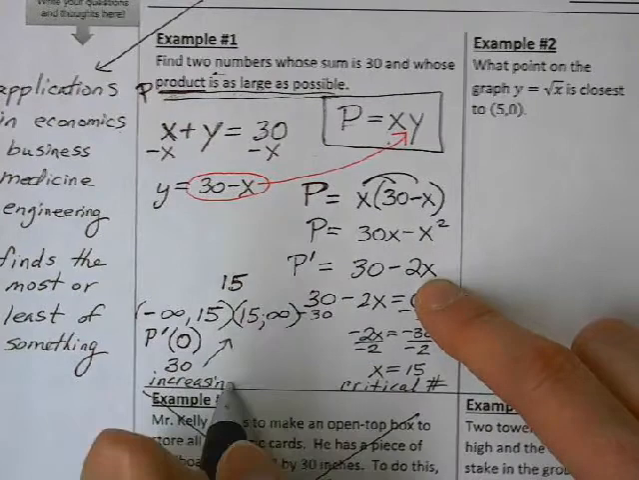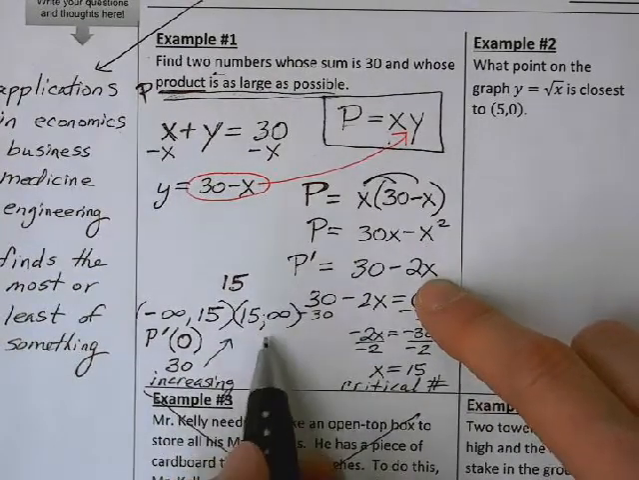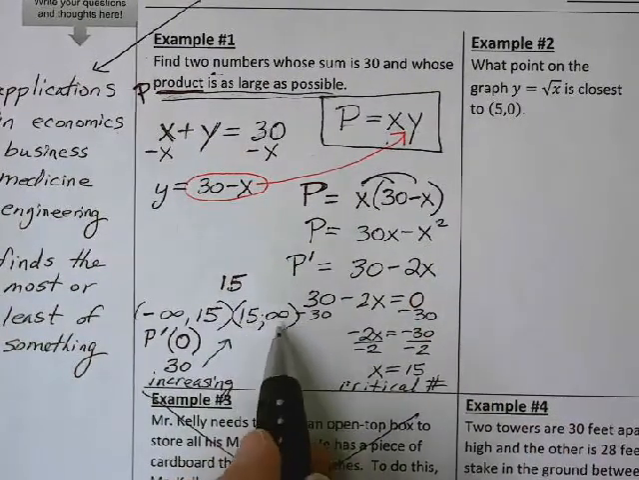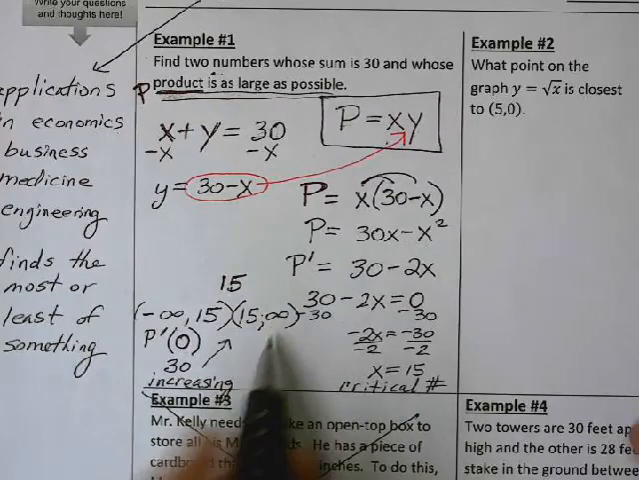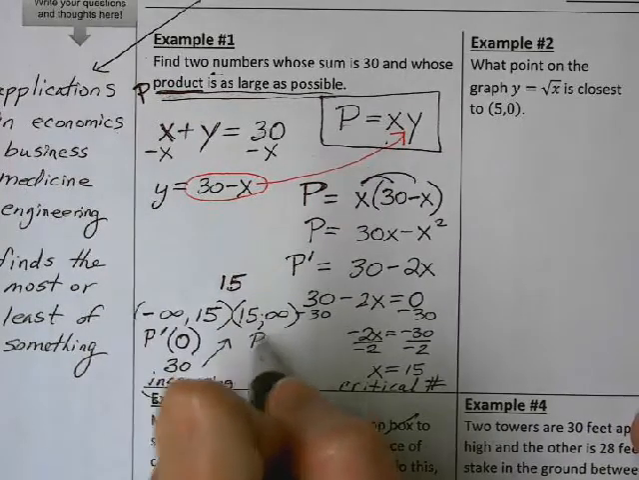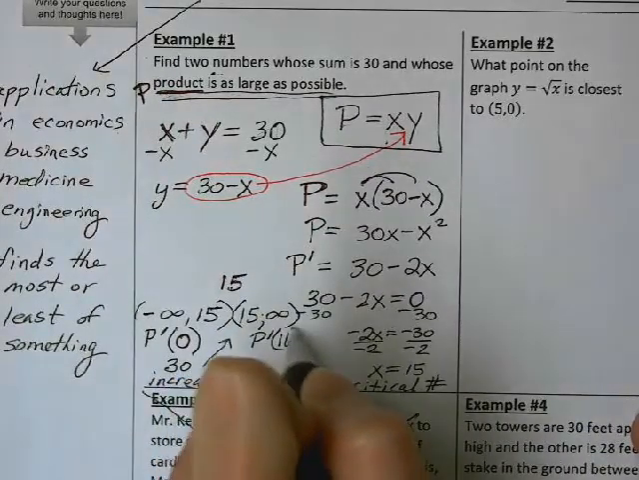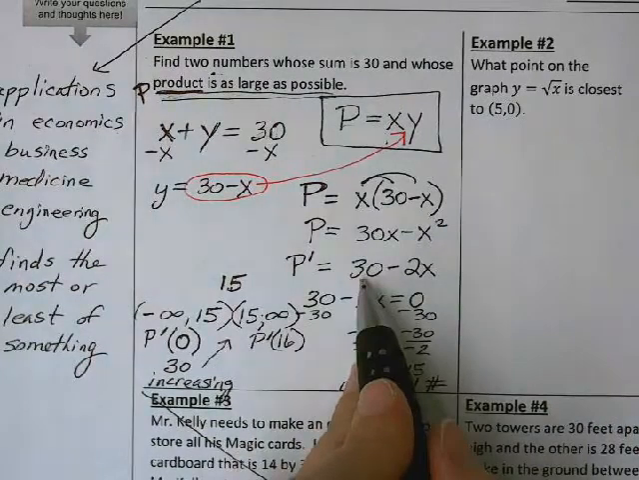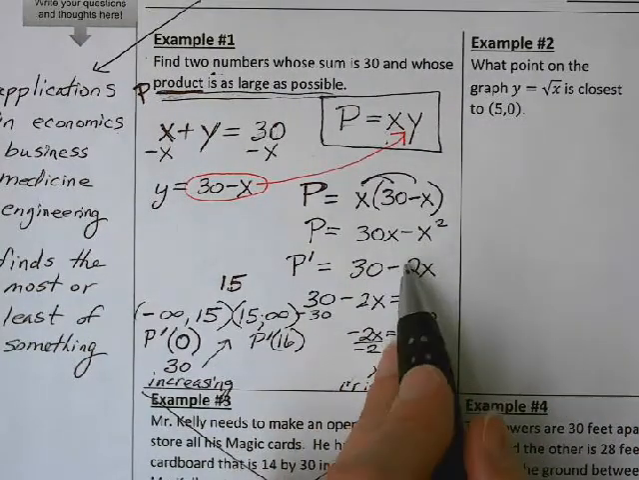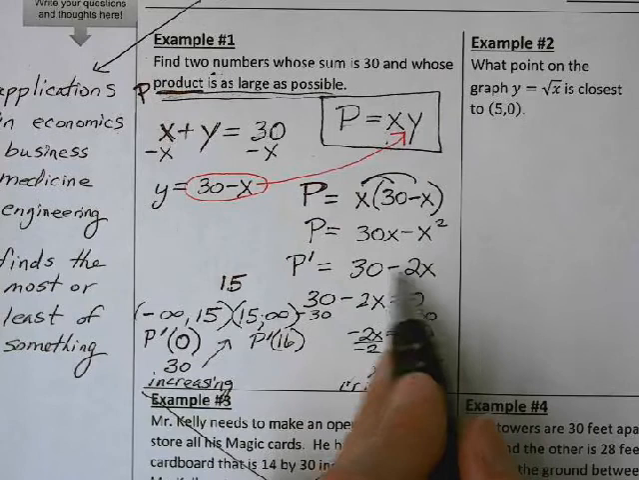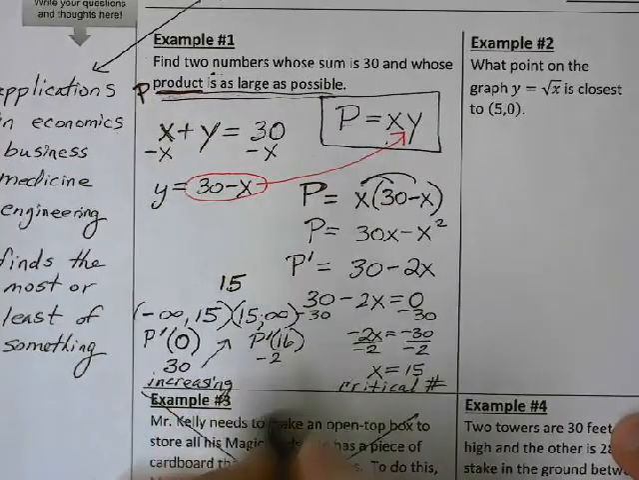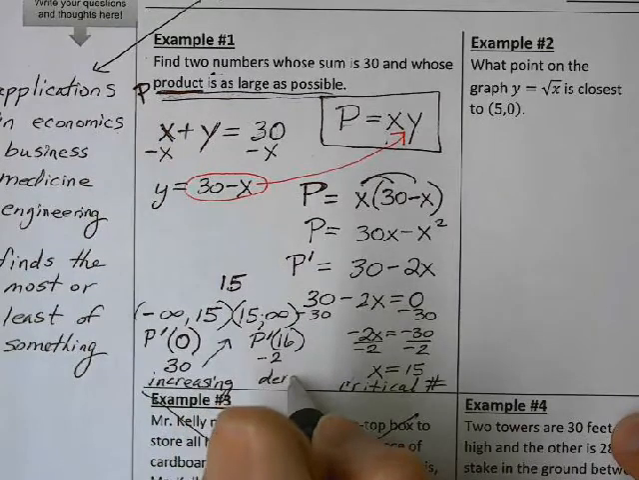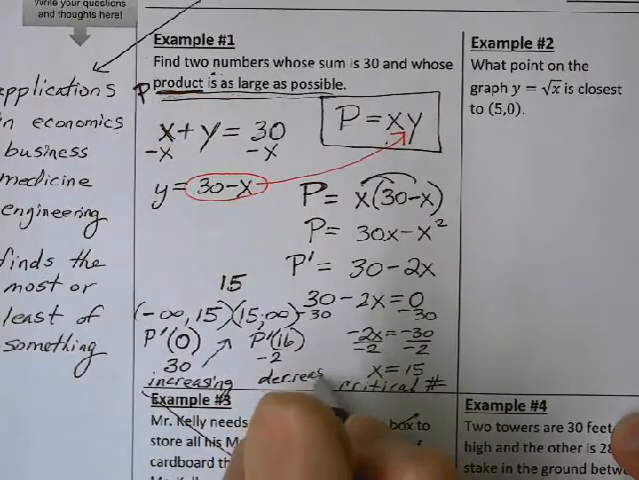And then let's pick another number. What's a number between 15 and infinity? Anything you want. 16, sure. So let's do p prime of 16. Let's plug 16 into there. So it'd be 30 minus 2 times 16. So 30 minus 32. That'd be negative 2, wouldn't it? So that's negative, so that's decreasing.